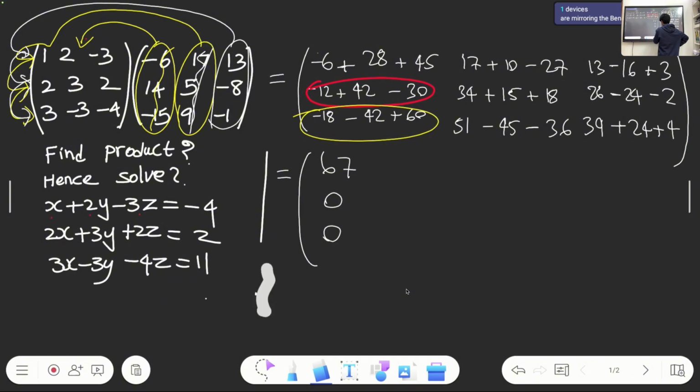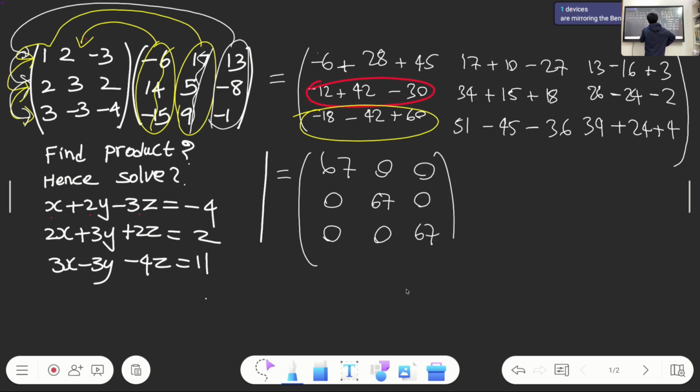67, 0, 0. Then 0, 67. Oh, sorry, not 0. Wait, what is it? 67, 67, right? Okay. 0, 0, 0. No need to check it out. Already we checked 67.